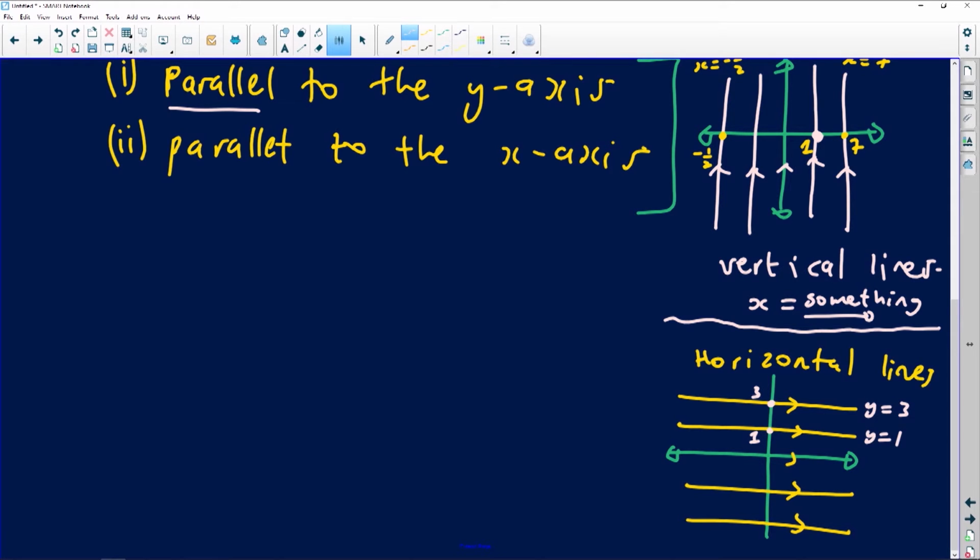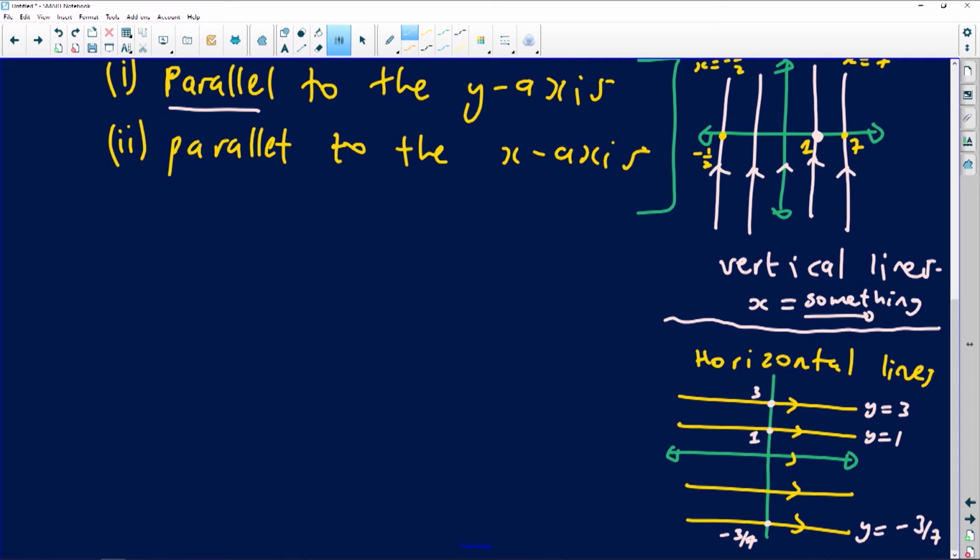The bottom line, the far bottom line, let's just say this one was passing at minus 3 over 7. Its equation is going to be y equals minus 3 over 7. So it's very important for you to keep that story in mind. Okay, let's start with the ones that are parallel to the y-axis.